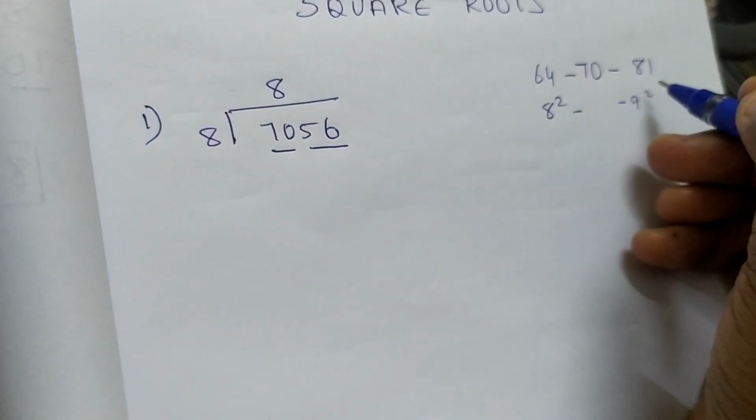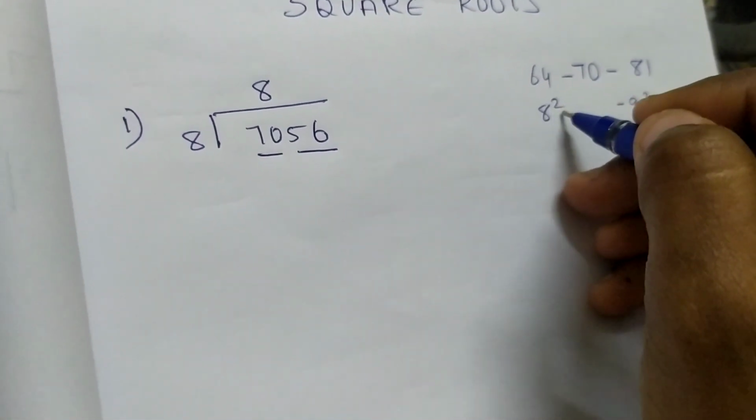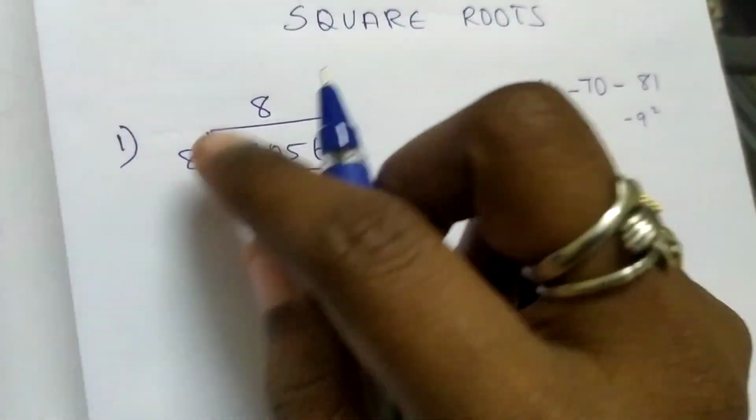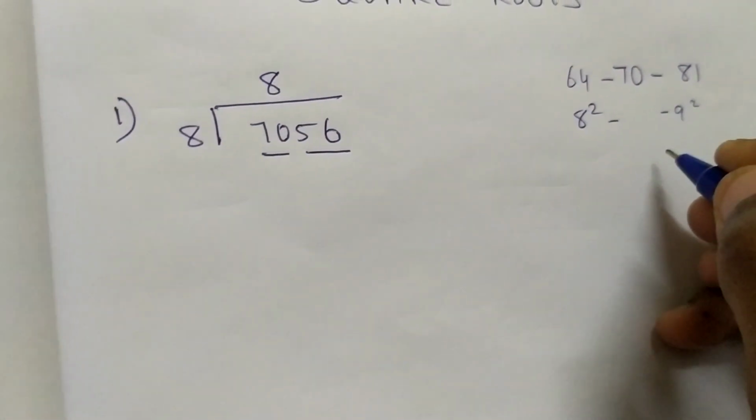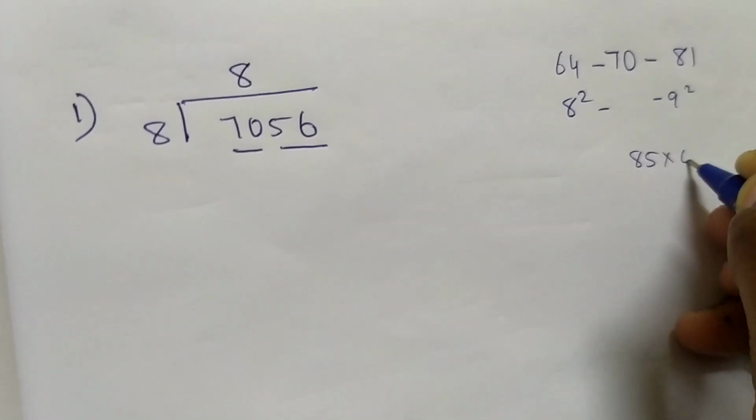It is between 64 and 81, which is 8 square. 8 square refers to what? 8 into 8. Understood? Yes. I'm going to find out 85 into 85.